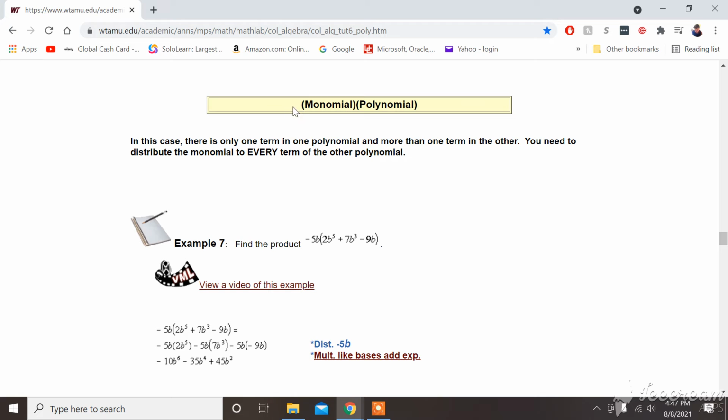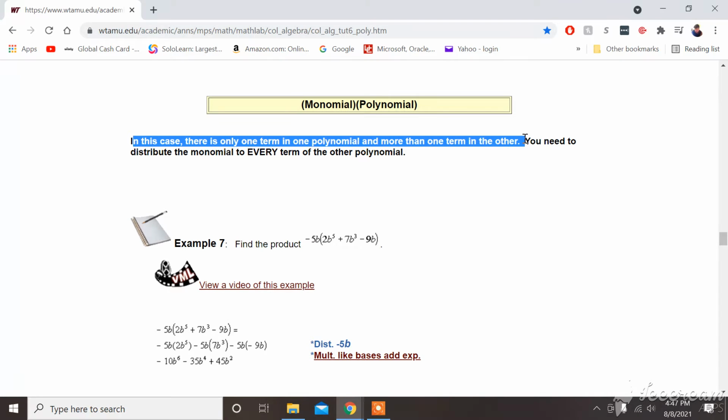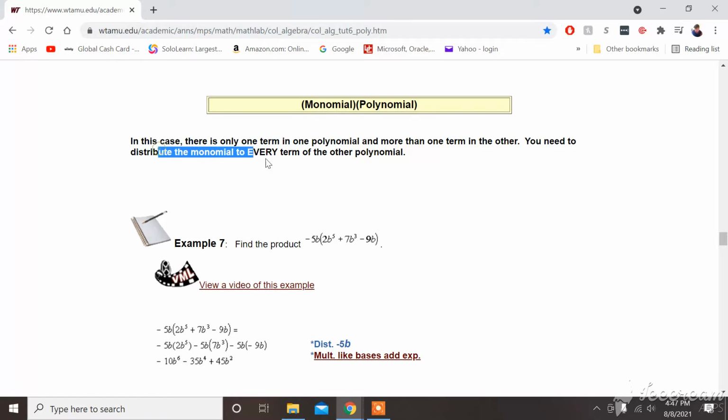Monomial, polynomial. In this case, there is only one term in one polynomial and more than one term in the other. You need to distribute the monomial to every term of the other polynomial. Find the product.